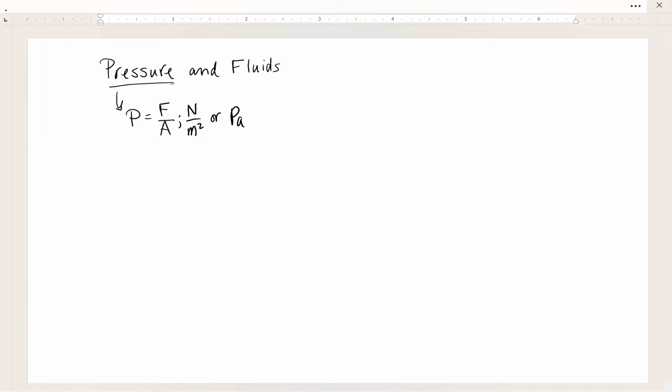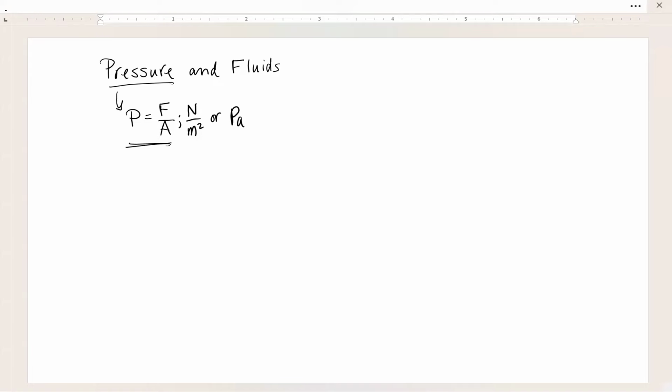We don't use atmospheres in physics because atmospheres are a chemistry thing. We are using pascals. So we've got pressure is force divided by area. I am going to expect that you guys can do that calculation in your sleep. But it's something that this concept that we really want to understand.